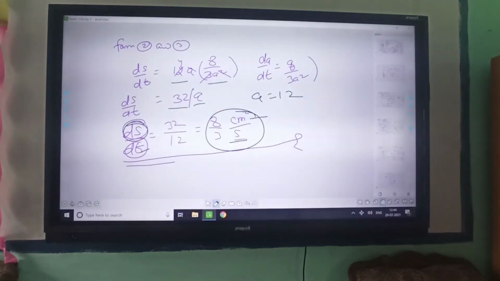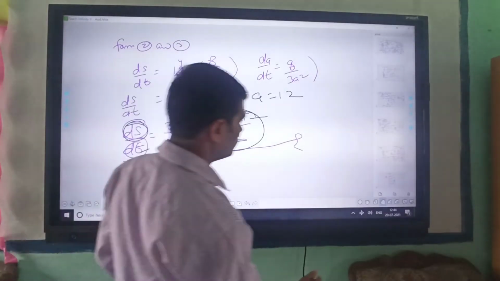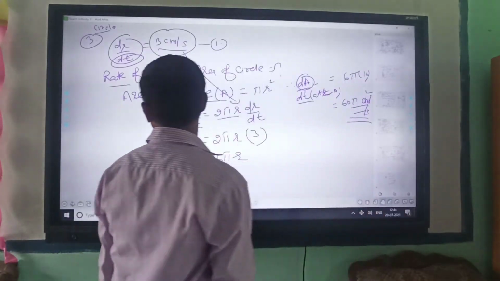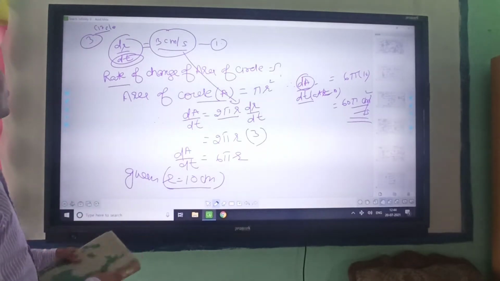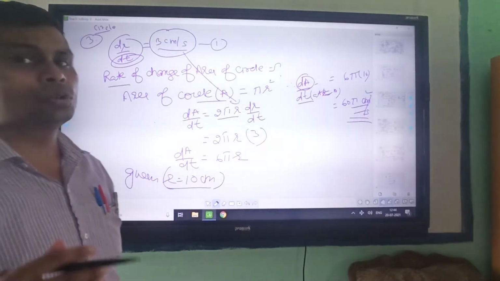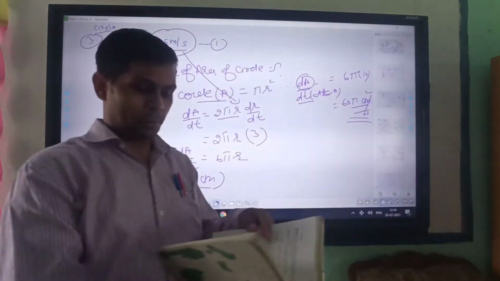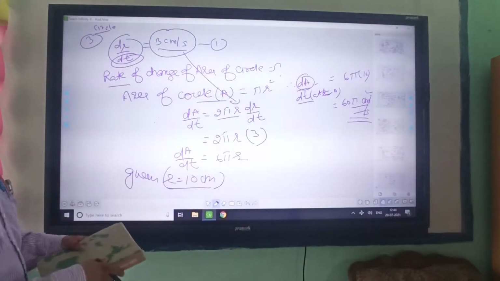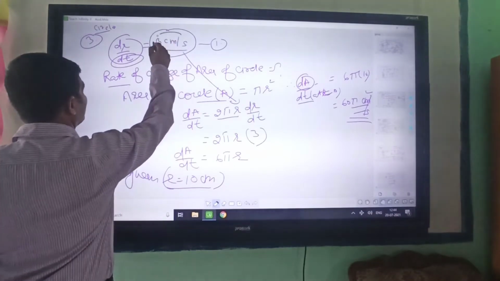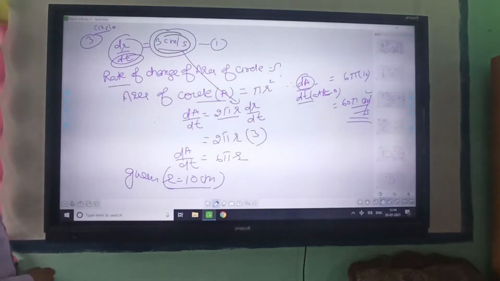So now we are moving on to the next slide. Question number 3: the radius of the circle. Now we are talking about the circle, so we have to use the formula related to the circle. The radius of the circle is increasing uniformly at the rate of 3 centimeter per second. This is given, 3 centimeter per second, and we are discussing the radius.